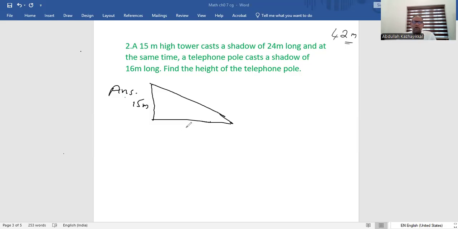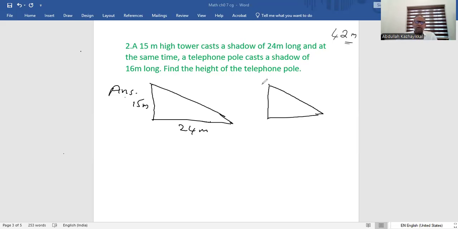A 50-meter high tower casts a shadow of 24 meter. 24 meter is here. At the same time, a telephone pole casts a shadow 60 meter long. Find the height of the telephone pole. Okay, it is almost the same, no difference.